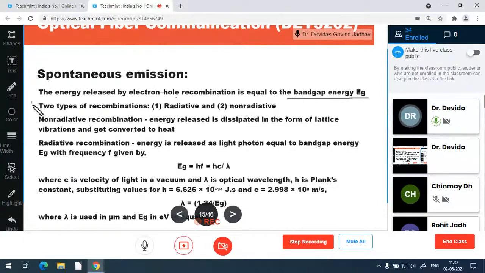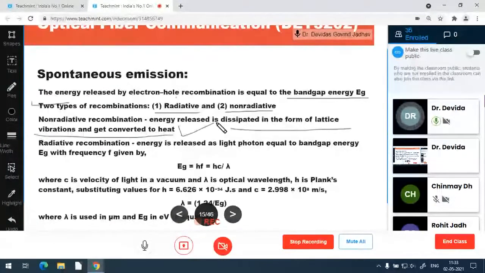Again, spontaneous emission has two types of recombination. One is radiative recombination, and one is non-radiative recombination. Radiative recombination is the one in which photons are emitted, while in non-radiative recombination, non-photon energy is emitted. That means the energy released in non-radiative recombination is dissipated in the form of lattice vibration and converted into thermal energy. So this is not photon energy.